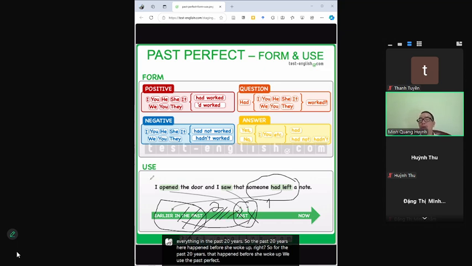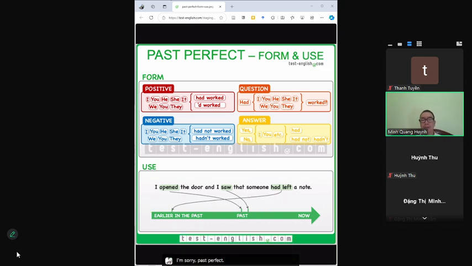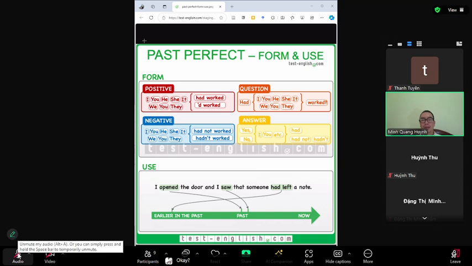She had got married. She had had children. The UK had had a prime minister, a woman prime minister. And people had invented, you know, the word processor, the microwave, and so on. Okay, so that is the past simple. I'm sorry, past perfect. All right. Good.